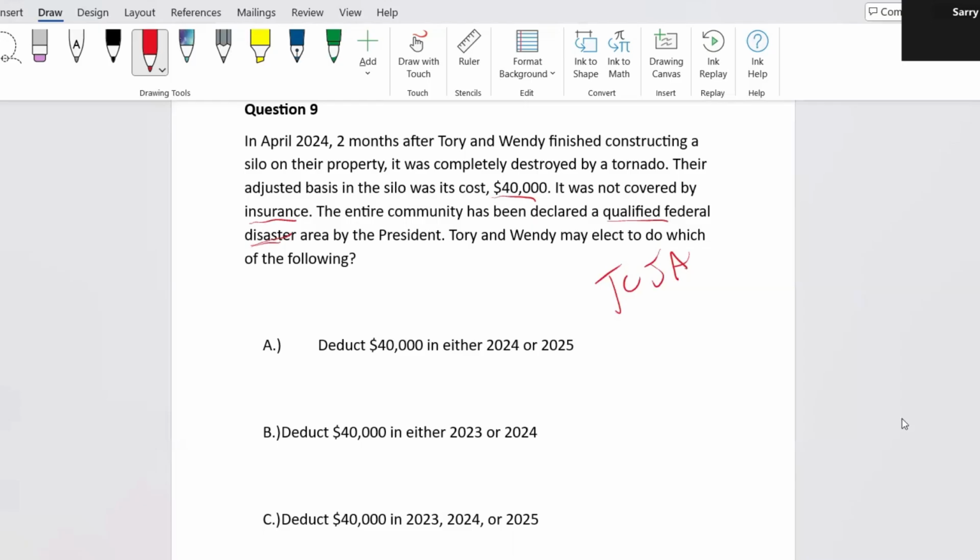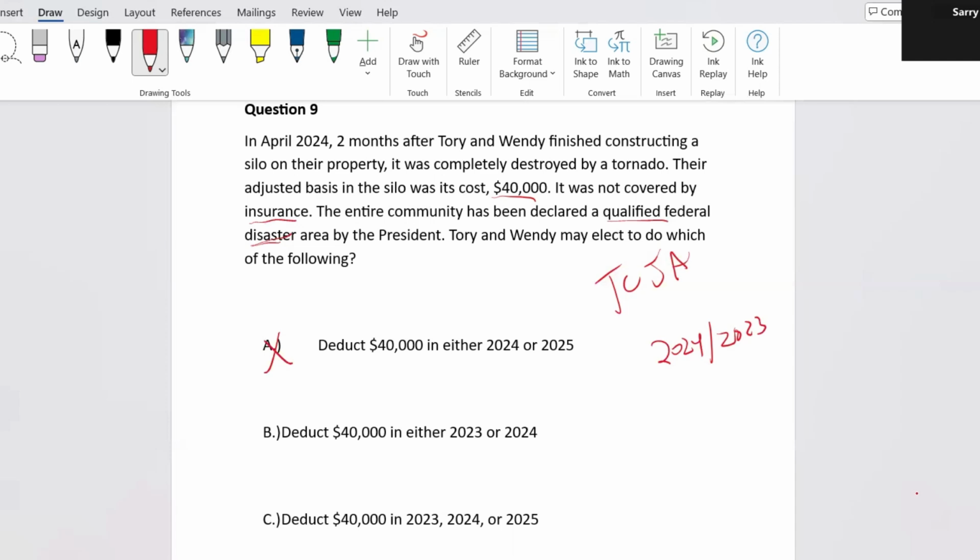It would change the potential answers a lot. So let's see, deduct 40,000 in either 2024 or 2025. The rule with casualty losses is you can either deduct the year of, which is 2024, or the prior year, so 2024 or 2023. This is asking 2024 or 2025, which would be the incorrect answer.